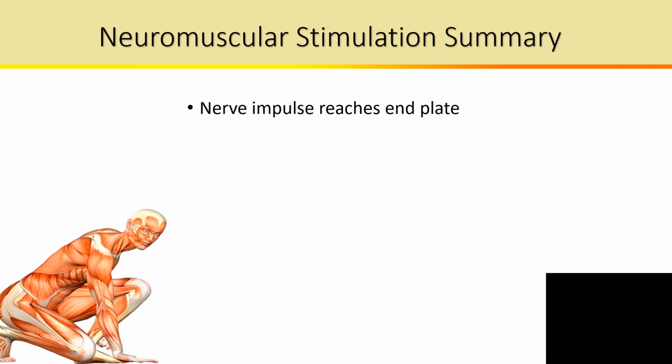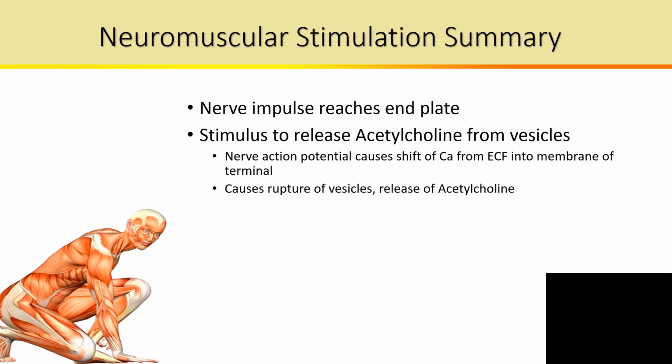Okay, so just to summarize what happens in neuromuscular stimulation, a nerve that starts in the brain eventually reaches this motor end plate. The nerve impulse reaches that motor end plate. That's point number one. Actually, we'll talk more in the neurological section about what happens before that. At that point, there's a stimulus to release the acetylcholine from the vesicles. The acetylcholine that's stored in the vesicles is now released into that synaptic cleft.